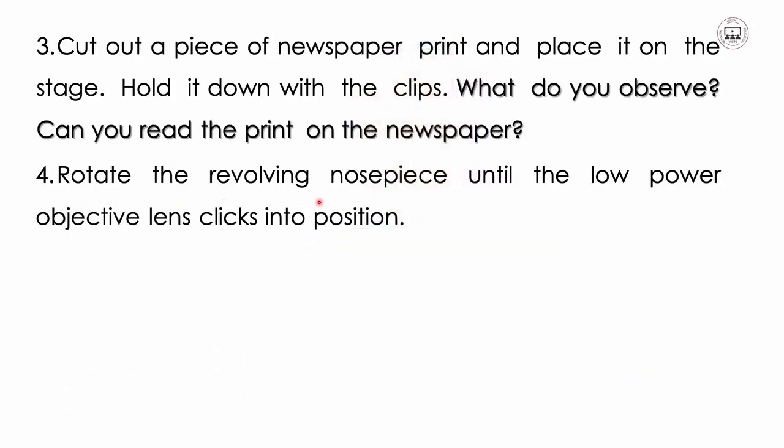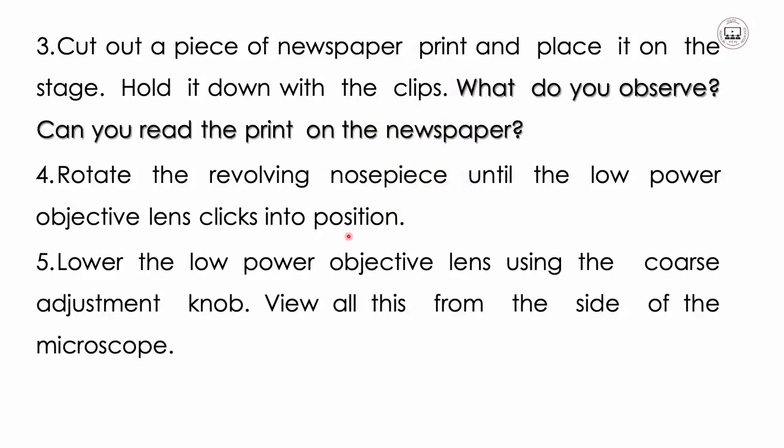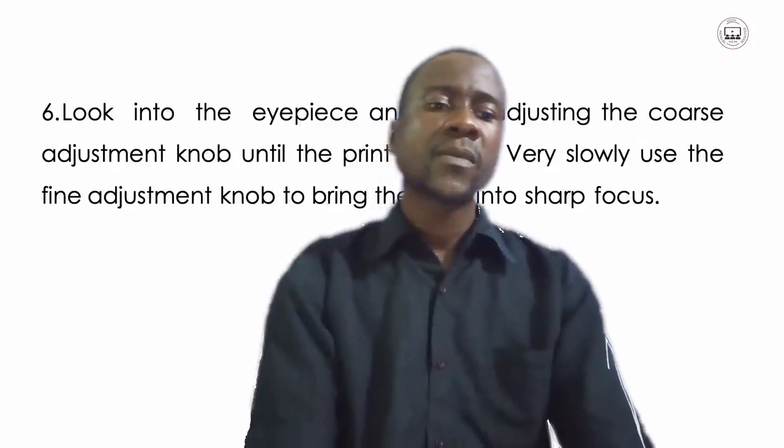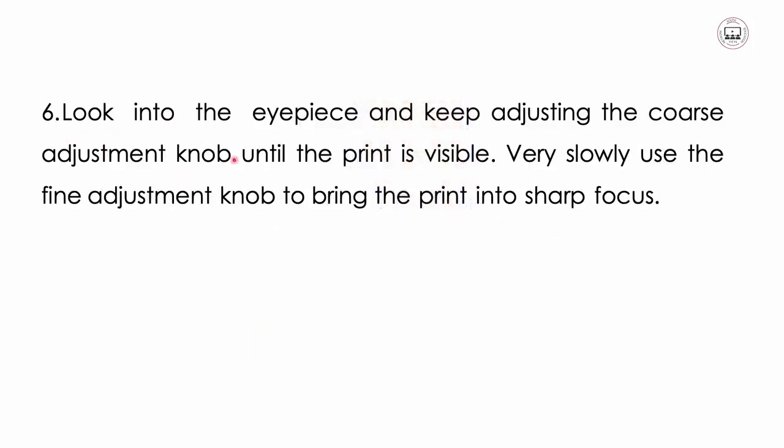Four, you may rotate the revolving nosepiece until the low power objective lens clicks into position. Five, lower the low power objective lens using the coarse adjustment knob. View all this from the side of the microscope. Number six, look into the eyepiece and keep adjusting the coarse adjustment knob until the print is visible. Very slowly, use the fine adjustment knob to bring the print into sharp focus.